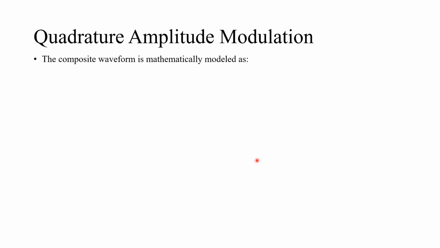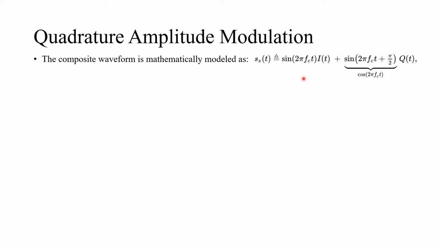Now we shall see how the whole process is mathematically modeled. This is how the multiplexed signal is mathematically expressed. Here it is considered that the in-phase component is a sinusoidal signal. That's why this I of t message signal is multiplied with the sinusoidal signal, and the Q of t message signal is multiplied with the cosine signal.